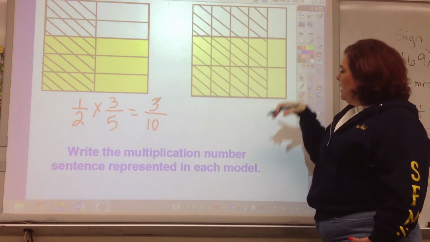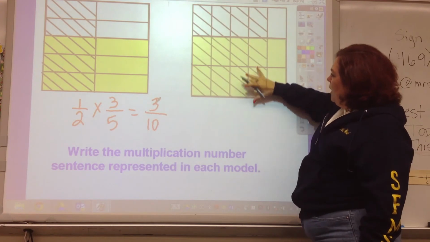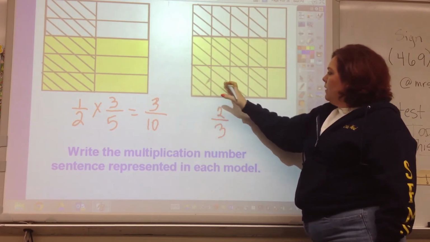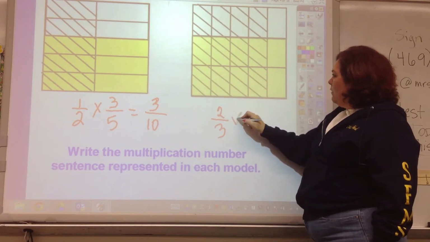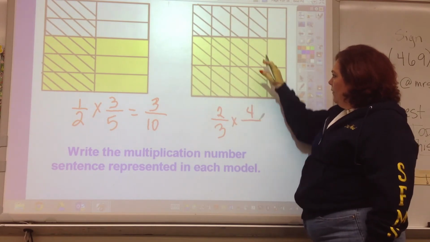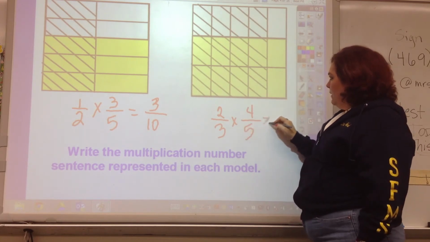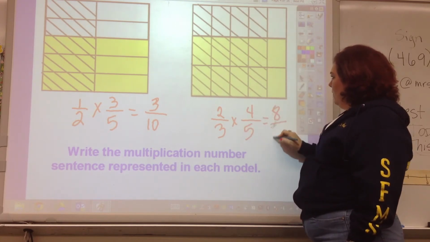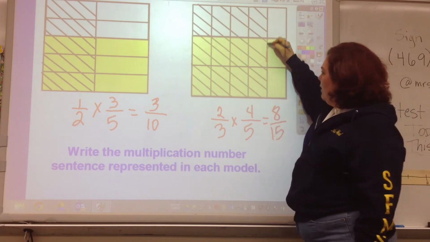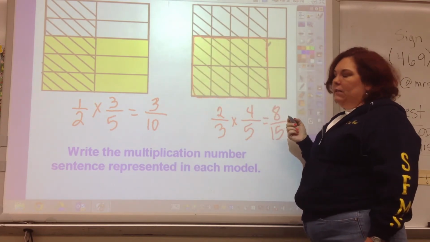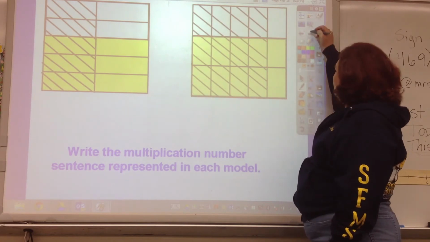And this one, again, kind of messy. So I've got 2/3 times 1, 2, 3, 4 out of 5. And so my total is 8/15. And if you count this double shaded, it's 8/15.